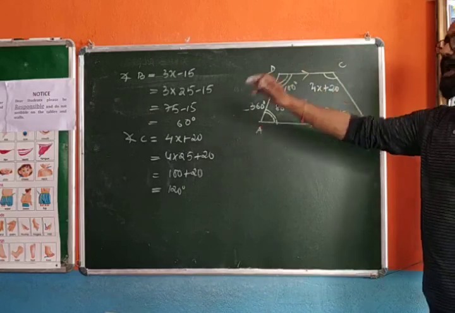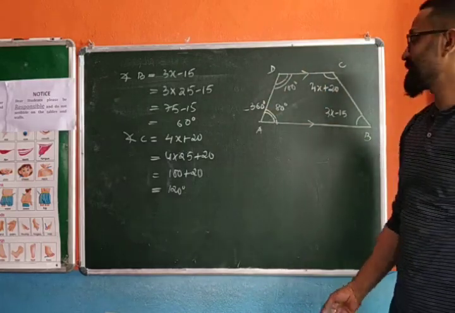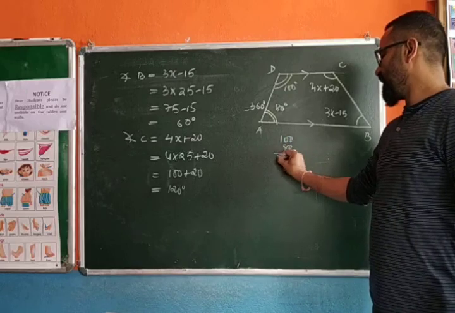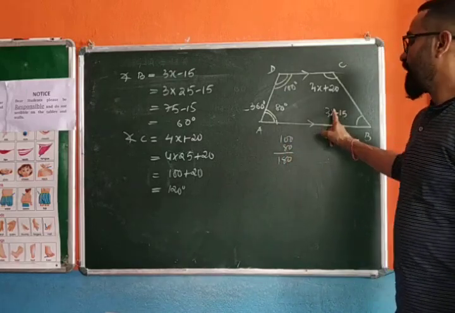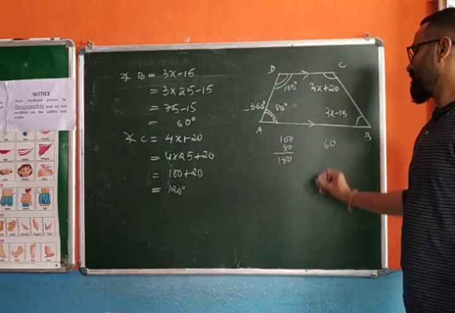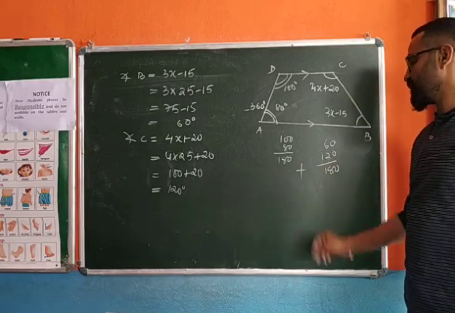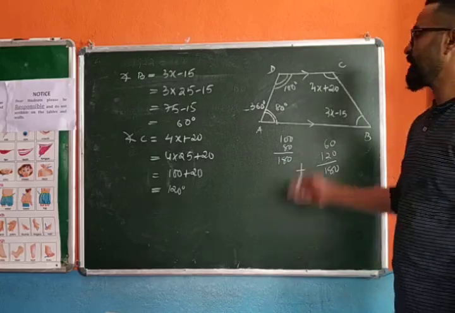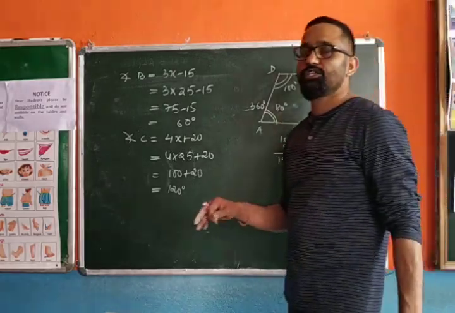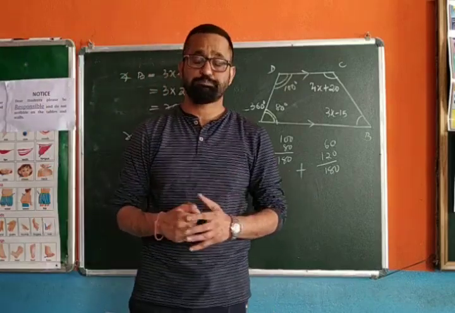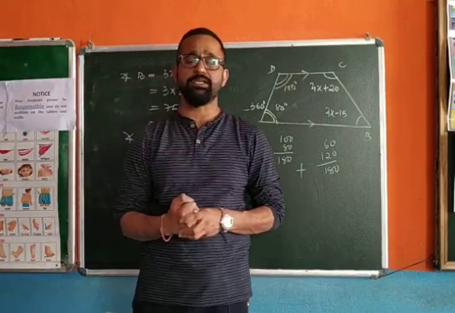Sum of the interior angles of a quadrilateral is 360. You have 100, 80, 180. Then you have 60, 120, 180. 180 plus 180 is 360 degree. Sum of the interior angles of a quadrilateral is always equal to 360 degree.